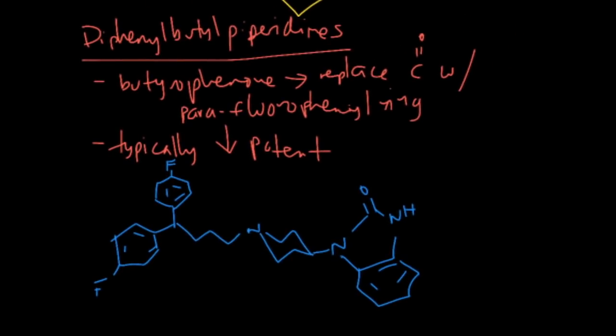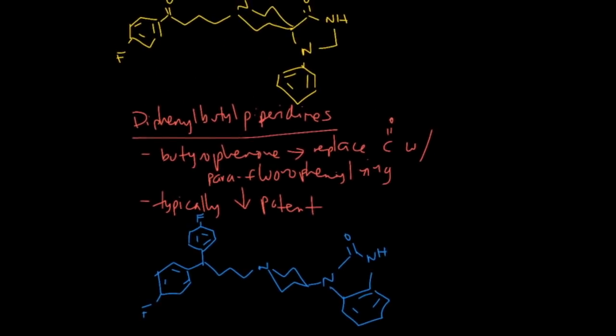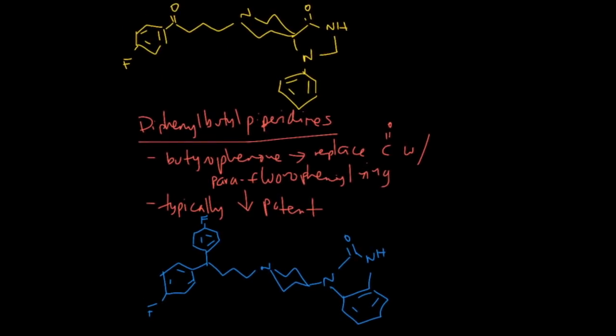So diphenylbutylpiperidines are basically butyrophenones, except you replace the carbon oxygen with the parafluorophenyl ring. In English, what that means is if you look at your typical butyrophenone, which is up above over here, you're literally keeping the same structure, except the only thing you're changing is this group right here to a phenyl ring with a fluorine at top. So carbon double bond changes to a phenyl ring with a fluorine at top, everything staying the same. These are typically less potent than your corresponding butyrophenones.